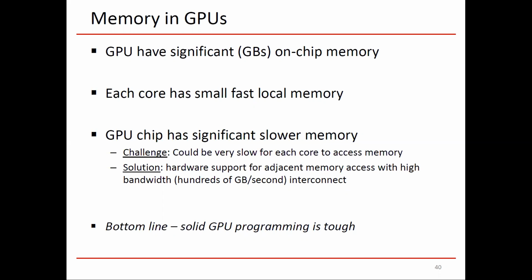So it could be, on the one hand, very slow for an individual core to access memory. And the solution is that the GPU designers have created hardware support for accessing adjacent locations in memory, where, let's say, location number 13 will go to core number 1, location number 14 to core number 2, location 15 to core number 3, and so on. And these things are very fast. And that allows you to access memory from the GPU's rather large non-local memory at a very high bandwidth, many hundreds of gigabytes per second, using a specially designed interconnect.